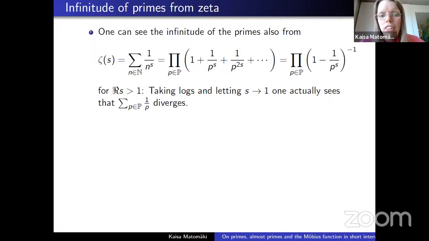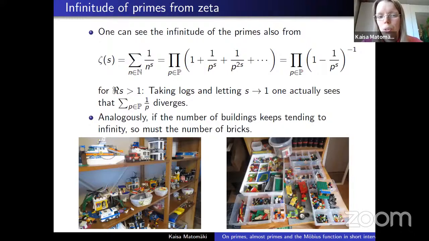And this is again similar to the Legos. If the number of buildings is tending to infinity, then so must the number of bricks. So similarly, if the number of integers is tending to infinity, so must the number of primes.